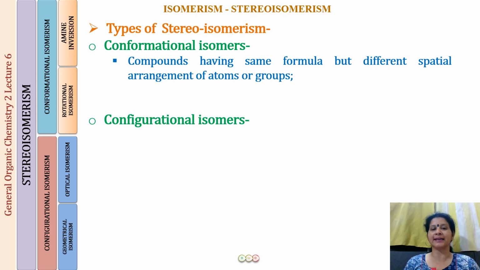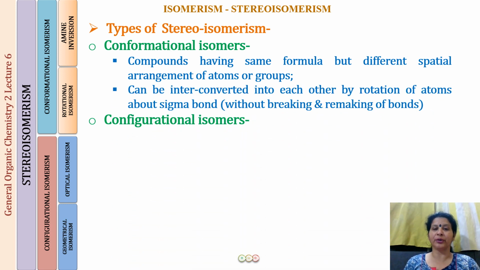Let us understand this. Here the difference is that the two compounds will have a spatial arrangement difference, and they can be interconverted into one another by the rotation of atoms about the sigma bond without breaking and remaking of bonds. So I showed you the model of ethane. In this model of ethane, I have one structure like this, and the other structure I have as this.